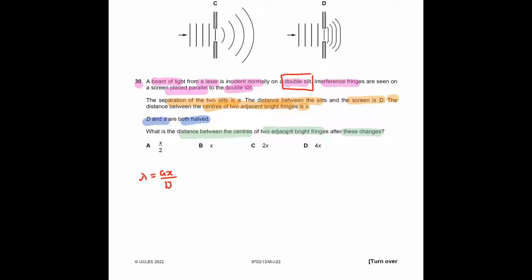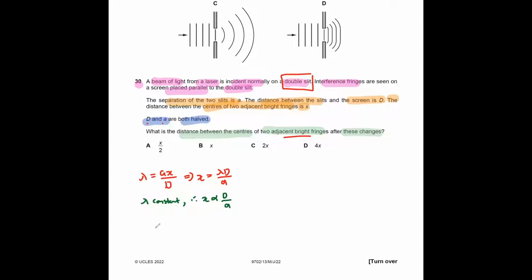Now they're talking about what happens to the distance between adjacent bright fringes. You're interested in X now. So X is lambda D over A. So D and A are the ones that are being changed. There's no mention of wavelength being changed, so you can assume that lambda here is constant. So lambda is constant. Therefore, X is proportional to D over A.